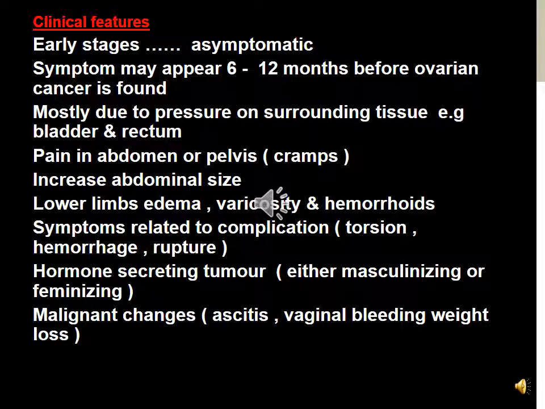If the ovarian tumor is secreting androgen, the main presentation is masculinization. First, amenorrhea and signs of masculinization like clitoromegaly, hirsutism, and other symptoms of masculinization. The fifth and last clinical feature, the patient may present with malignant changes like ascites, vaginal bleeding, and malignant cachexia.